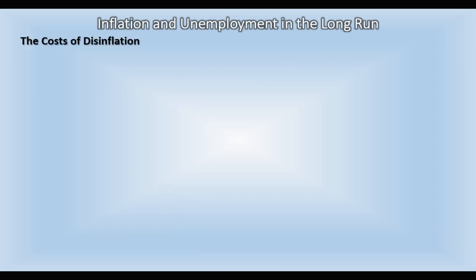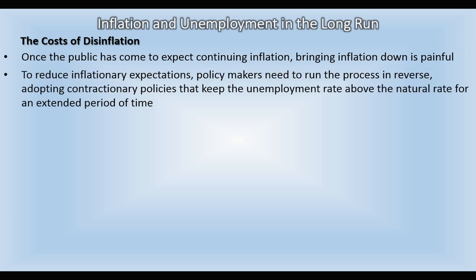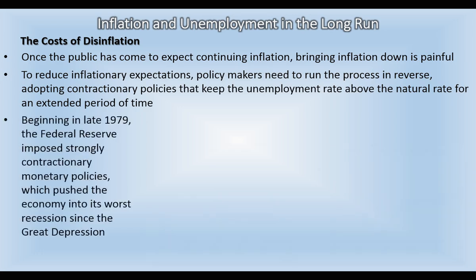All right, let's talk about the cost of disinflation, so the process of trying to bring down the price level. Once the public has come to expect continuing inflation, bringing inflation down is painful. To reduce inflationary expectations, policymakers need to run the process in reverse, adopting contractionary policies that keep the unemployment rate above the natural rate for an extended period of time.